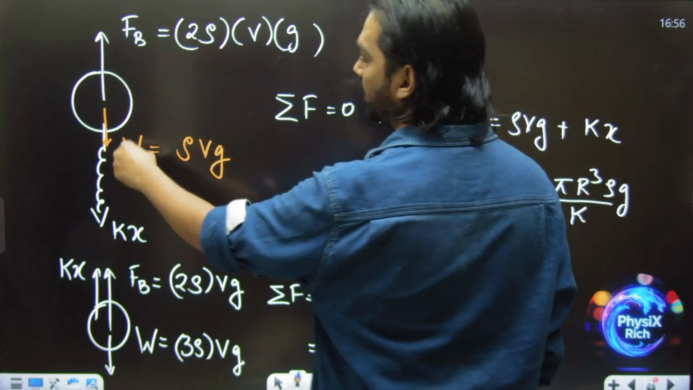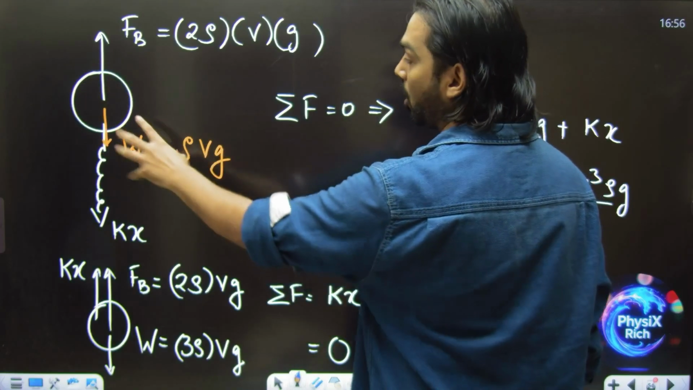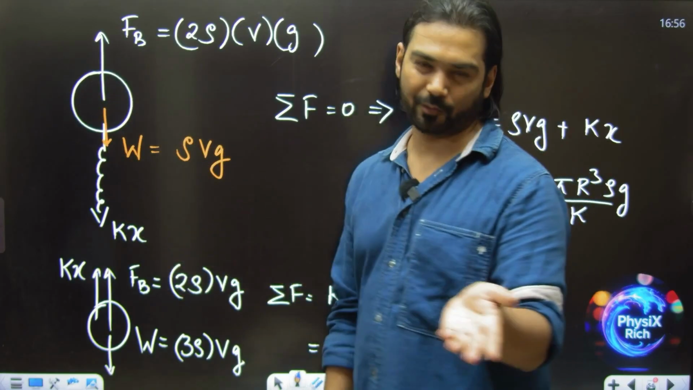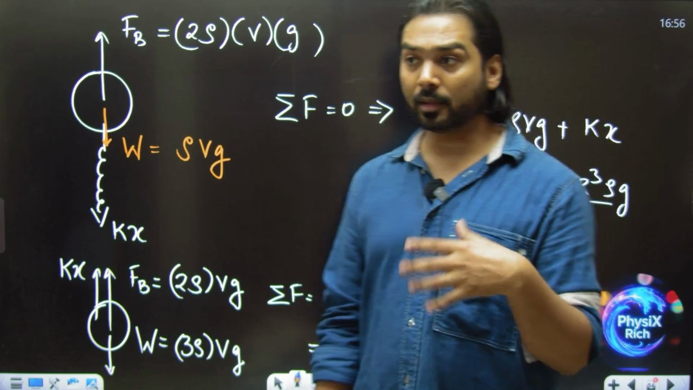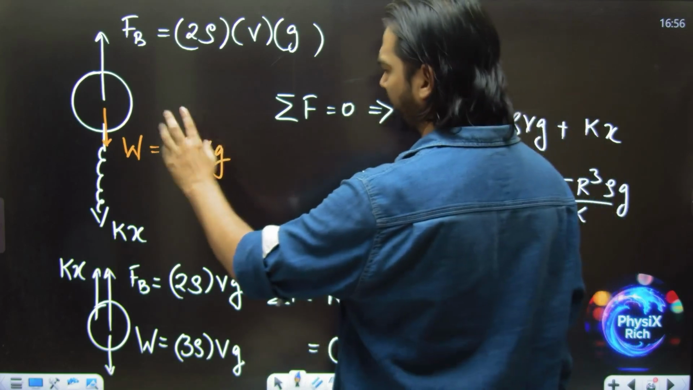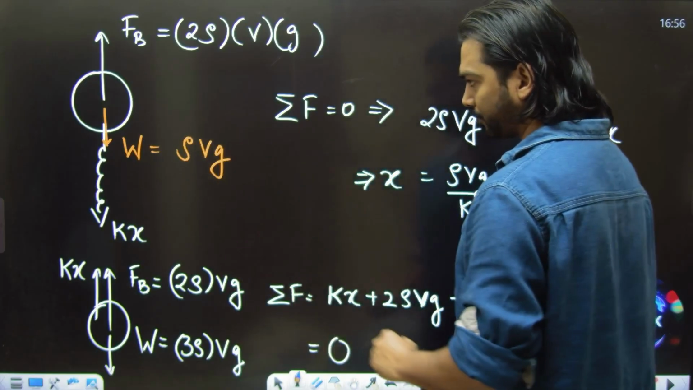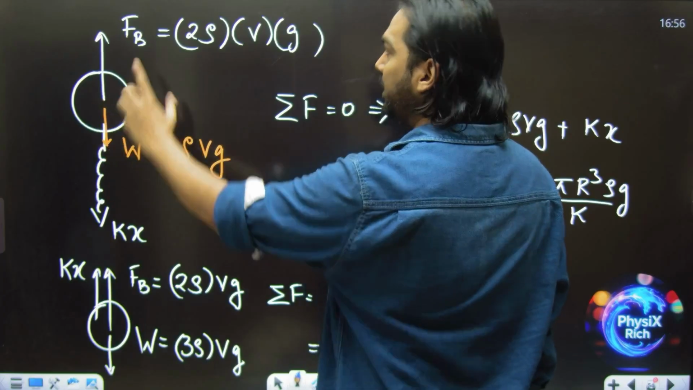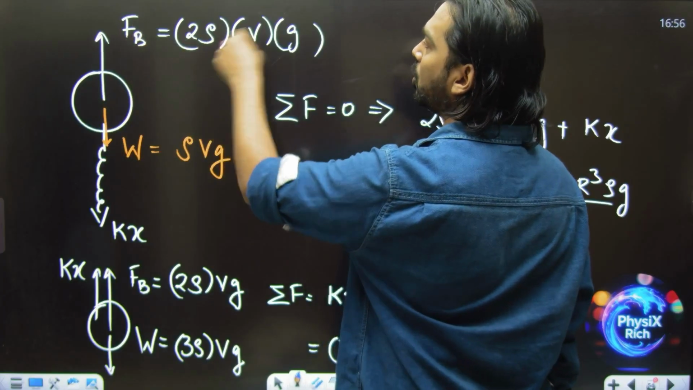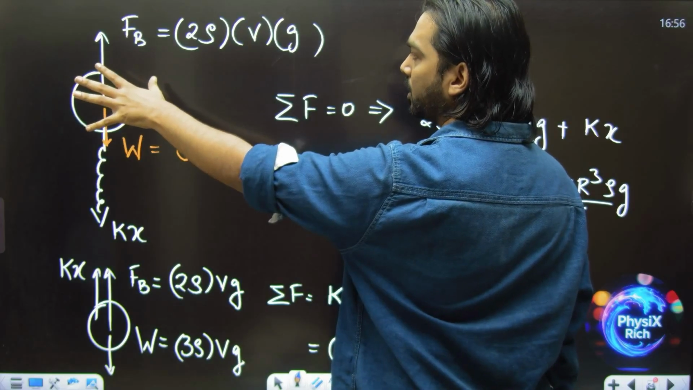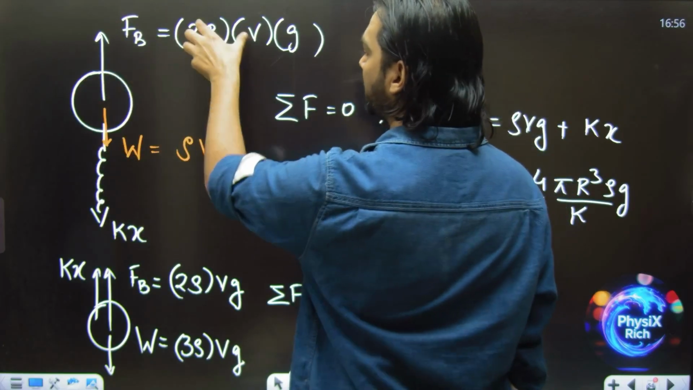I've taken the weight of this as rho Vg. The smaller one has a density rho and a volume V. You can put it as 4 by 3 pi r cube, since the volume of a sphere is 4 by 3 pi r cube, but for now I'm putting it as V. So rho Vg is the weight downwards. But what is the buoyant force? Buoyant force is 2 rho Vg. I'm assuming complete submersion.